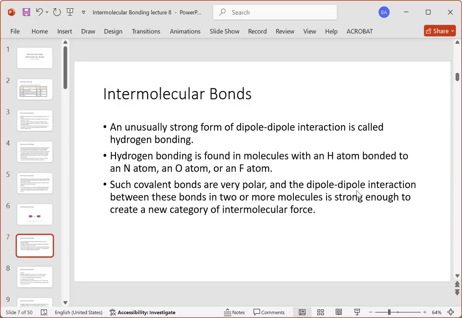Hydrogen bonds are found in molecules with a hydrogen atom bonded to a nitrogen atom, oxygen atom, or fluorine atom. Such covalent bonds are very, very polar. And the dipole-dipole interaction between these bonds in two or more molecules is strong enough to create a new category of intermolecular force, and that we call hydrogen bond. This occurs between these three atoms: nitrogen, oxygen, and fluorine. They're very strong.